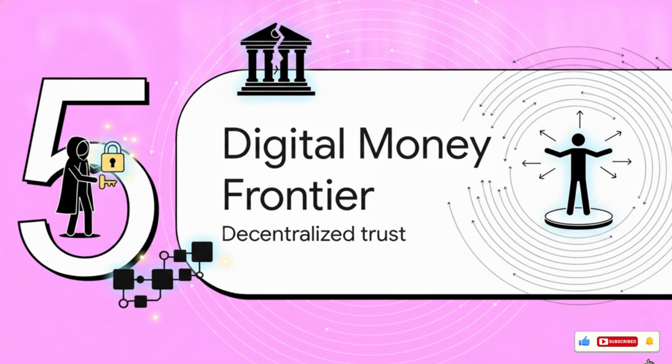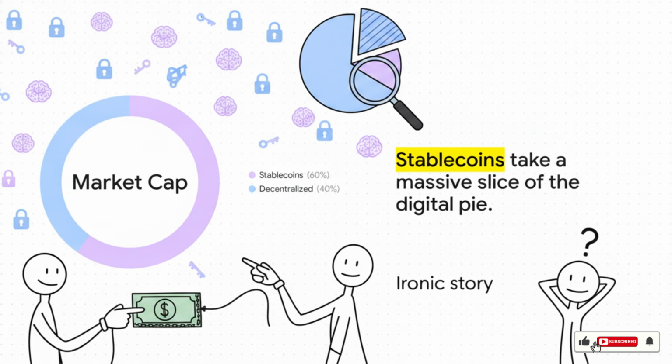The Digital Money Frontier. A new era of decentralized trust. In recent years, cryptocurrency and blockchain stepped up, attempting to solve this exact problem of central bank control. The big goal was to replace state-mandated trust with decentralized, absolute mathematical proof.